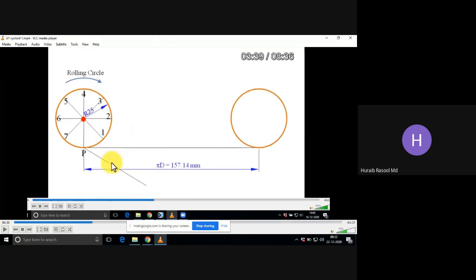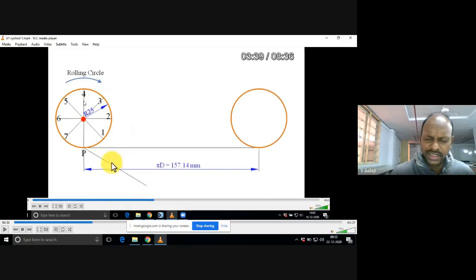Taking vector 45 degrees. Yeah, 360 by 8, 45 degrees. If you want to divide into 12 parts, all of you do 12 parts. I suggest you go for 12 parts. But for explanation purpose, I am taking only 8 parts. If it is 12 parts, 360 by 12, how much?